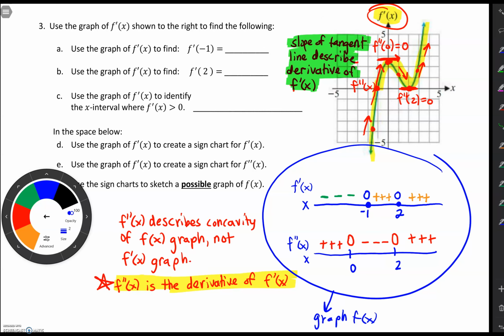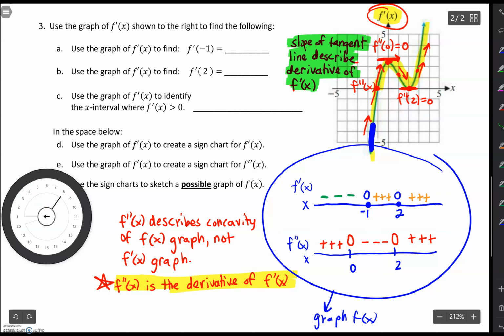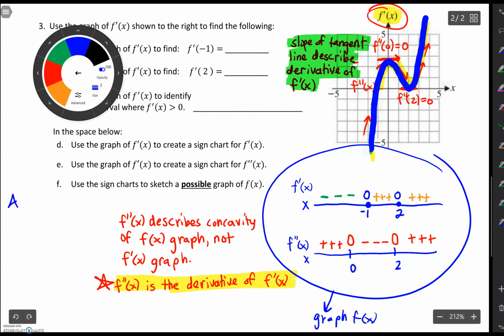I can use some algebra knowledge to give me an idea of what the f of x graph should look like. For example, I know that the shape of this derivative graph is cubic. That means that the f prime rule, whatever it is, had degree 3. I mean, it's probably not x cubed, but the degree would be 3.